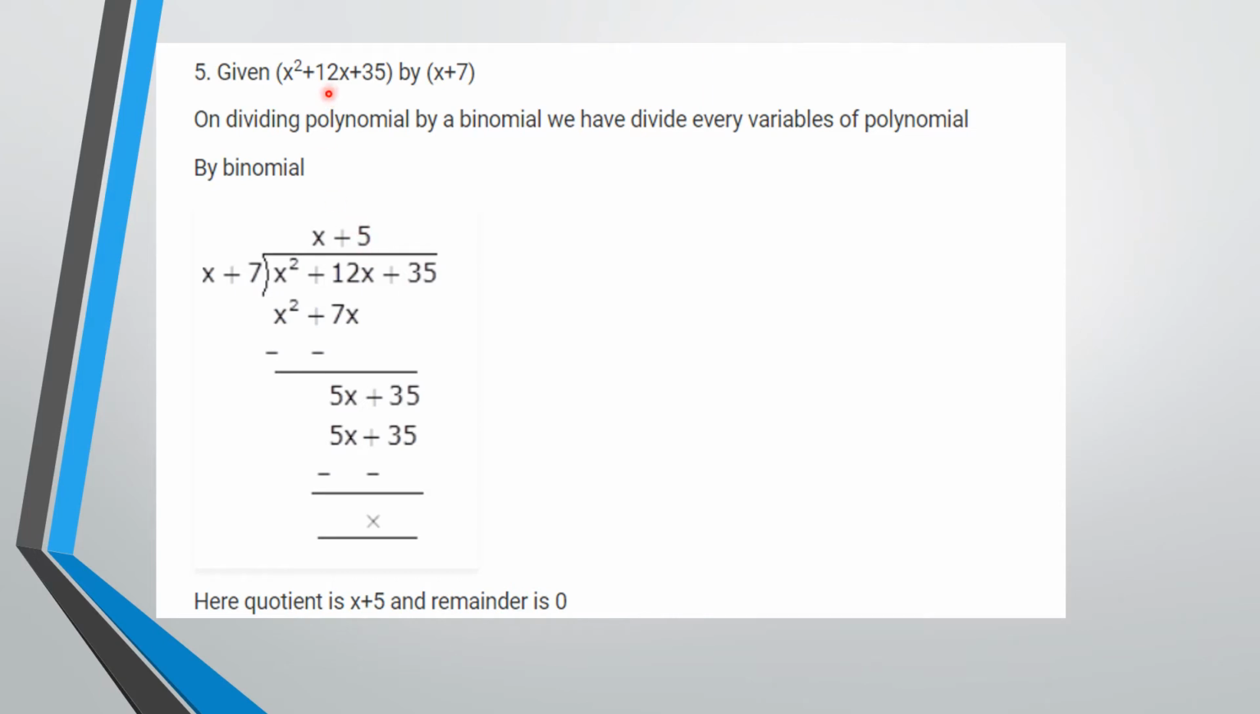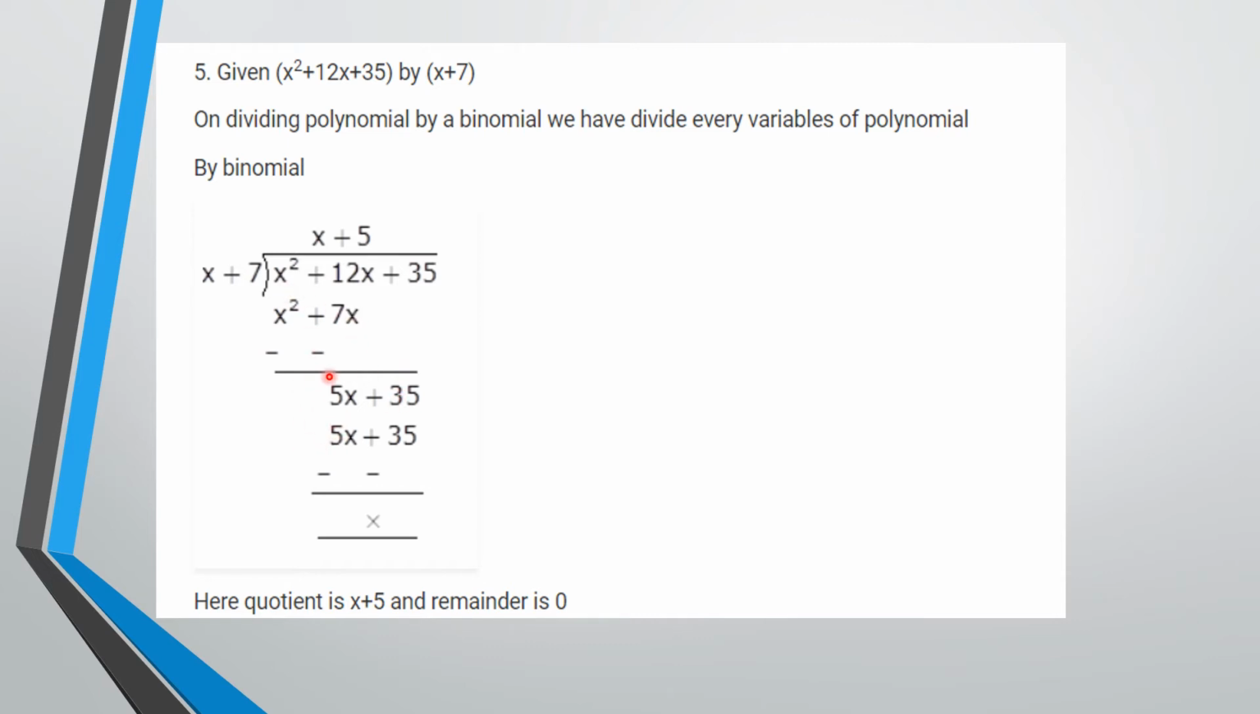So given the polynomial x^2 + 12x + 35, we are dividing by x + 7. What term do I have to keep in the quotient so that we get x squared as such in the dividend? So x into x becomes x squared, and 7 into x becomes 7x. After subtraction, we get minus x squared and minus 7x. So the x squared term gets cancelled. We get 12 minus 7x, we get 5x. And the next term is 35.